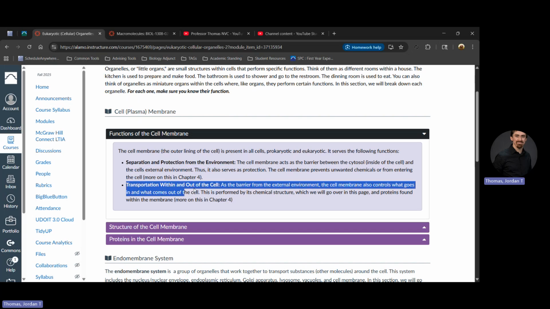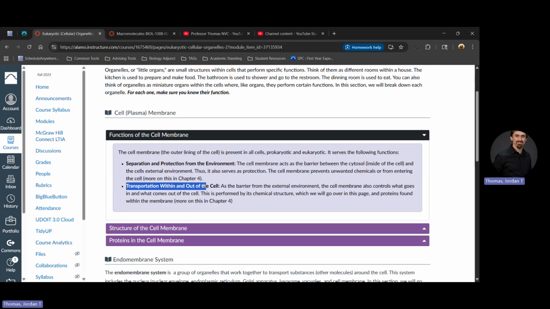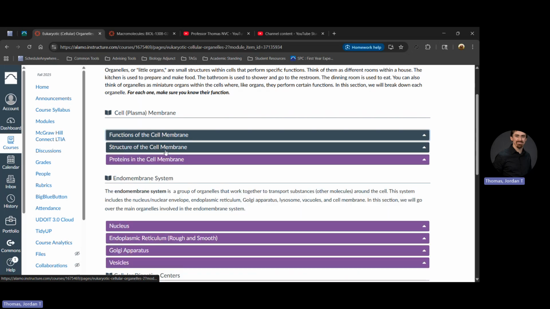And that leads to the next thing: transportation within and outside the cell. So the cell membrane is what controls what can go into the cell and what can come out of the cell. It makes sure that nothing harmful is entering the cell if it can prevent it, and nothing is leaving the cell that the cell needs. So the cell membrane is for separation from the environment, protection from the environment, and transportation within and outside the cell. A lot of this we're going to see later in chapter 4 too. So right now I'm going over this very, very briefly, and we'll revisit this in chapter 4.